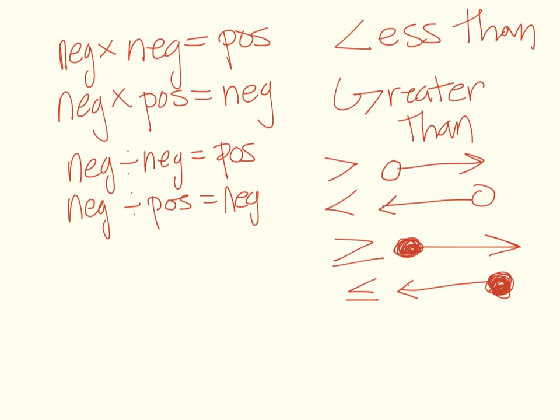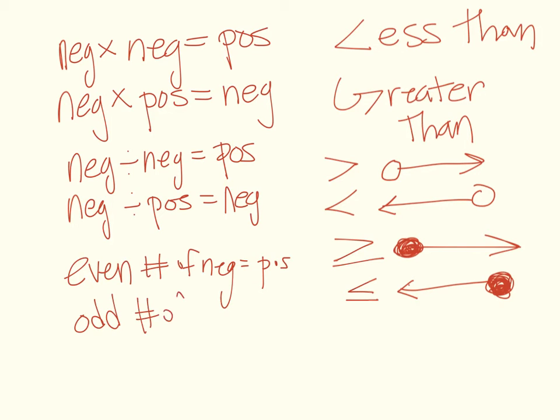So I wanted you guys to realize this. A negative times a negative is going to get you a positive. A negative divided by a negative is going to get you a positive. When you have one negative and one positive and you multiply them or you divide them, your answer is going to be negative. So remember, when you have an even number of negatives, your answer is going to be positive. If you have an odd number of negatives, your answer is going to be negative.